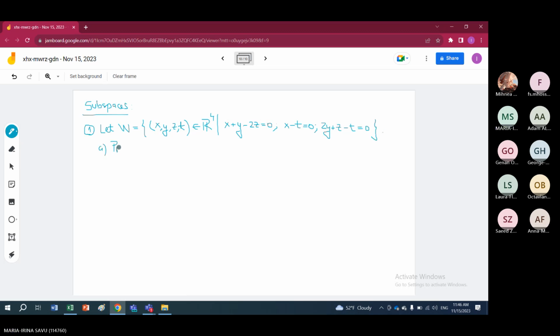A. Prove that W is a subspace of R to the fourth. B. Find a basis of W and the dimension over R of W. Okay, let's see the first point. What should you prove about W?